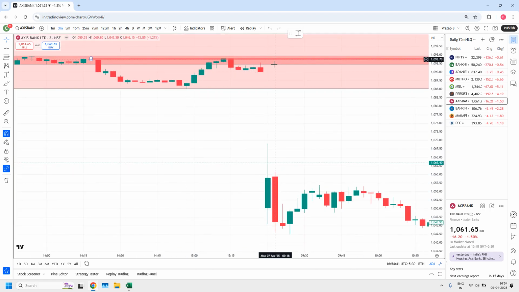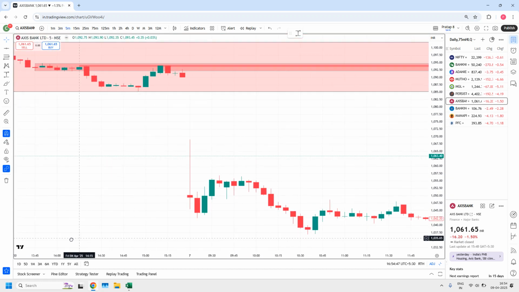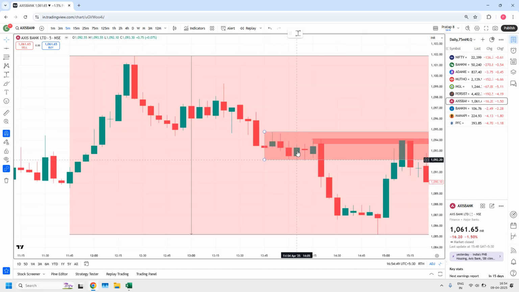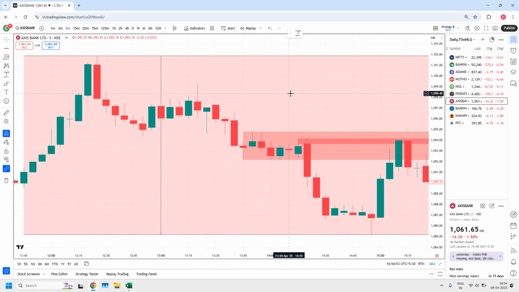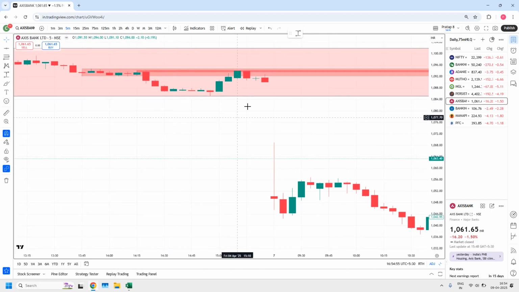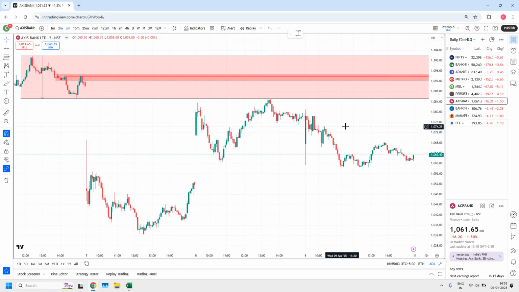Because it is a tested zone, anyway, you can't plan the trade. Interesting how I missed this one. Okay, anyway, this 3-minute zone is already tested, so you can't plan a trade. Anyway, prices also did not reach. That is what I was wondering.